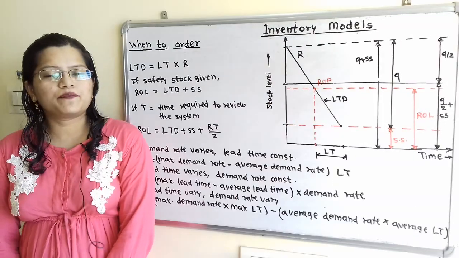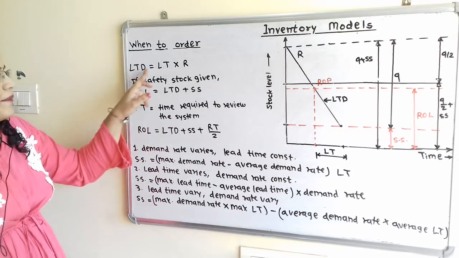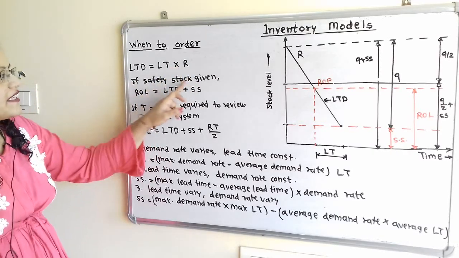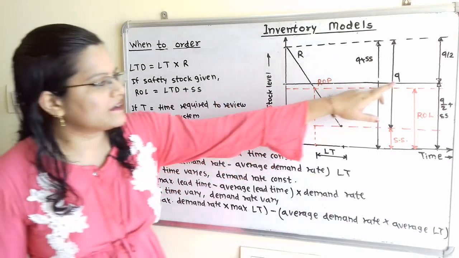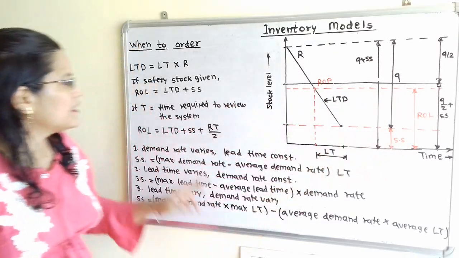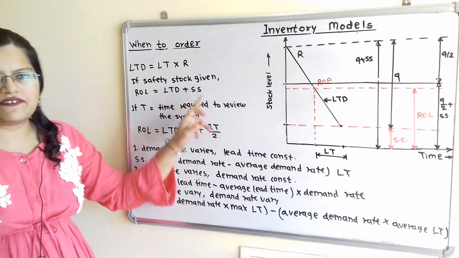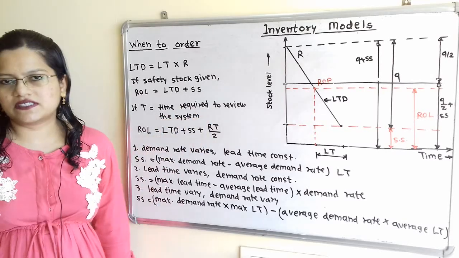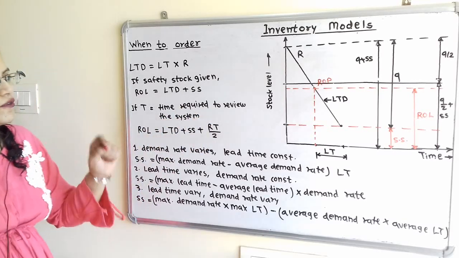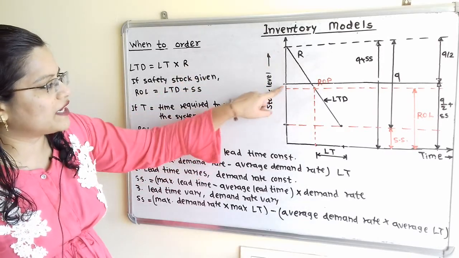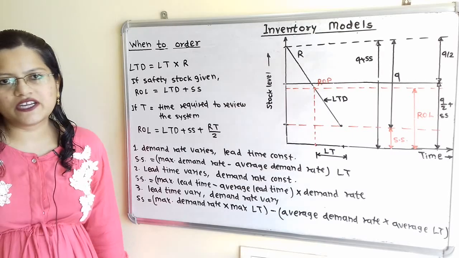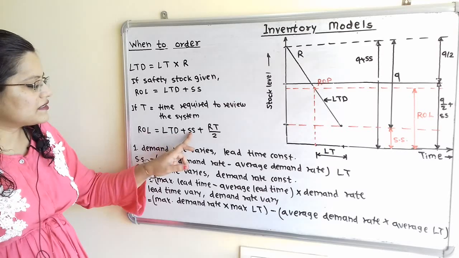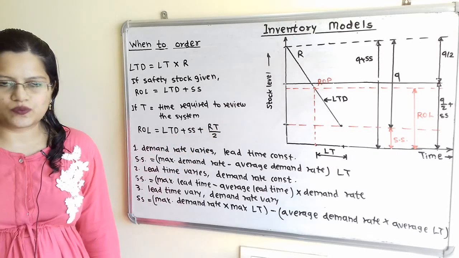Now we will understand important formulas. Lead time demand is equal to lead time into demand rate R. If safety stock is given, then how to calculate the reorder level? The reorder level is equal to lead time demand plus safety stock. Now if T is the time required to review the system, that is, to check how much inventory stock level is there, then how to calculate the reorder level? The reorder level is equal to lead time demand, that is LTD, plus safety stock plus RT by 2.